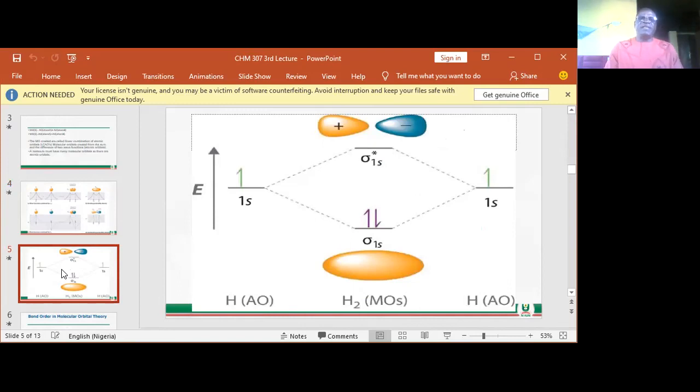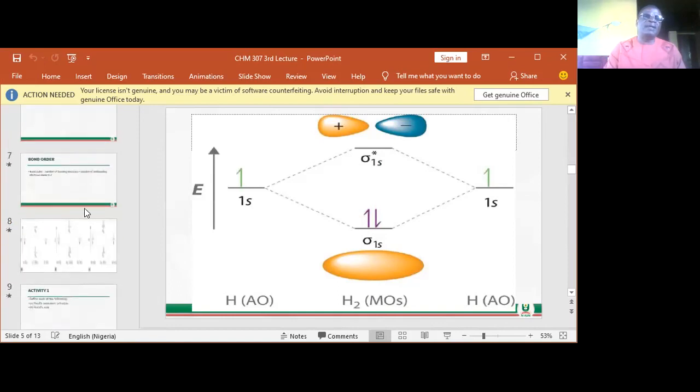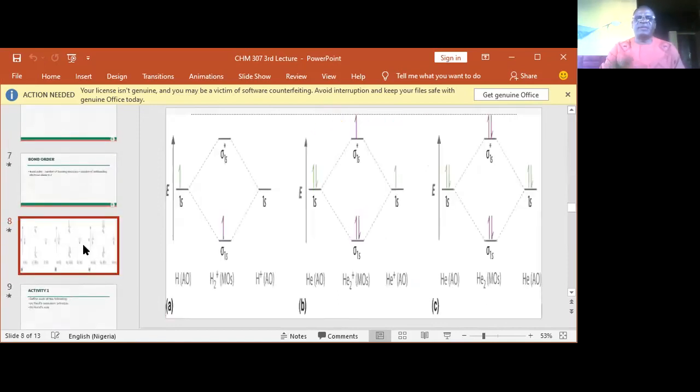Slide 5 is an illustration of a simple construction of the molecular orbital of hydrogen. So you see hydrogen with one electron coming from one atomic orbital, another electron coming from the other atomic orbital. They combine together to give you one molecular orbital, while the antibonding orbital doesn't have any electron at all. Hence, the hydrogen atom prefers to exist in a molecular form with a bond that binds the two atoms together.